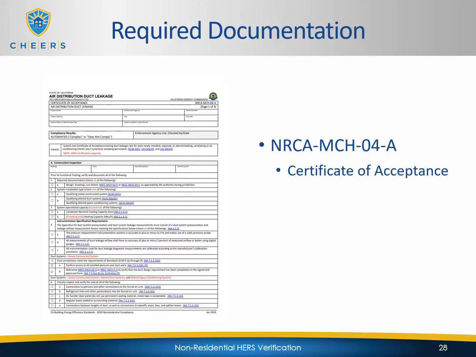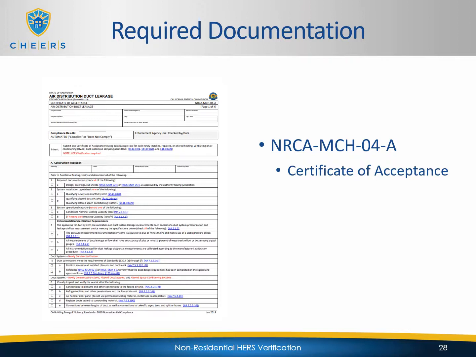And what goes along with that, and this is new or different for the non-residential side, is what we call the Certificate of Acceptance. This is the NRCA MEC 04A. And this would be most closely related to the CF2R. So what they've done here is they've taken the certificate of installation and separated it from the test results that we see on the CF2Rs on the residential side. They've taken the installation and the testing and separated them into two separate documents on the non-res side. So we have the certificate of installation, and then we have the certificate of acceptance.